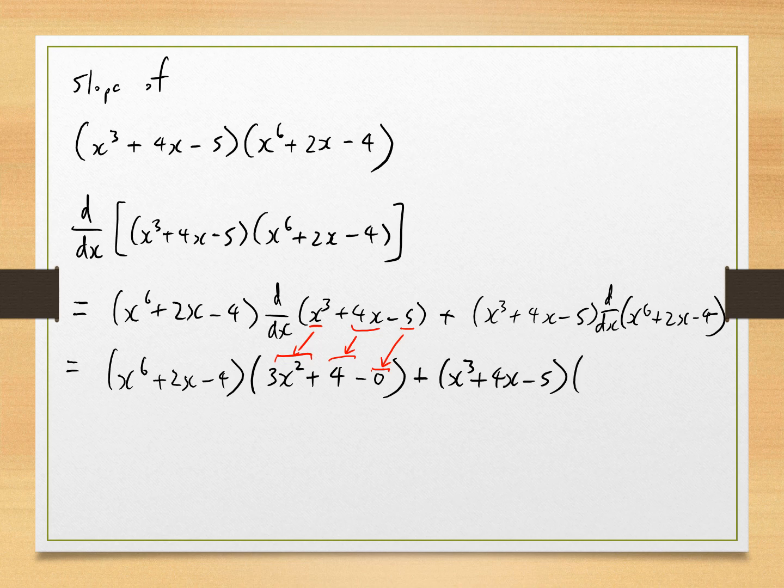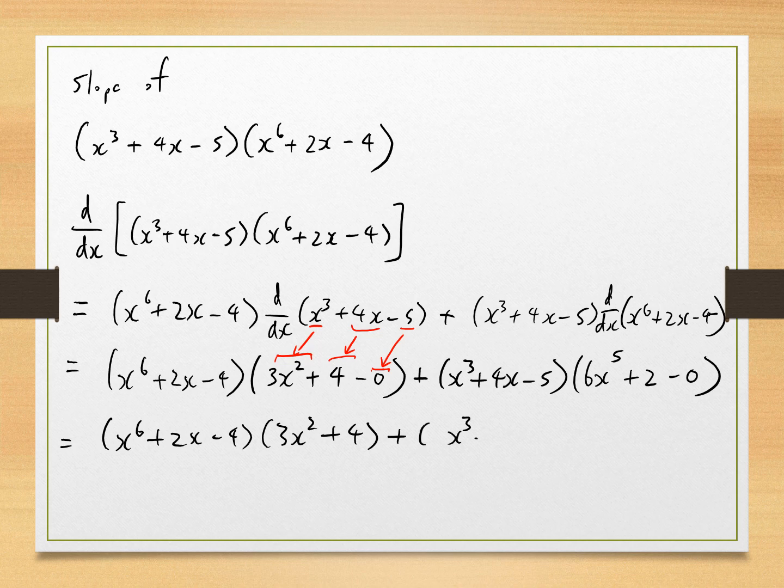Okay, so similarly, x to the power 6, according to the power rule, is 6x to the power 5, plus 2x becomes 2, negative 4 becomes 0. So in this course, you don't need to expand. You just write down the final answer like this. There's no point in expanding. It's very easy to make mistakes. We're just testing whether you know how to do differentiation. So that's okay. No need to expand.